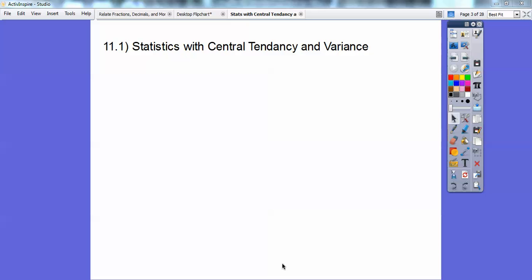Hey everybody, this Algebra 2 lesson is a pretty easy lesson. It's called Statistics with Central Tendency and Variance. So let's go ahead and get started.